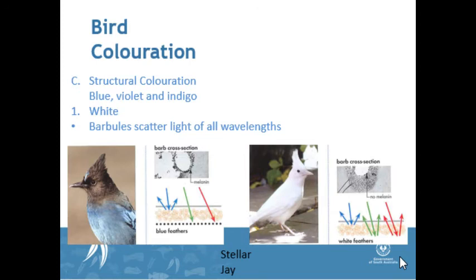I saw a white whale on Facebook last week. Okay, same thing. All the colours hitting it are bouncing back.